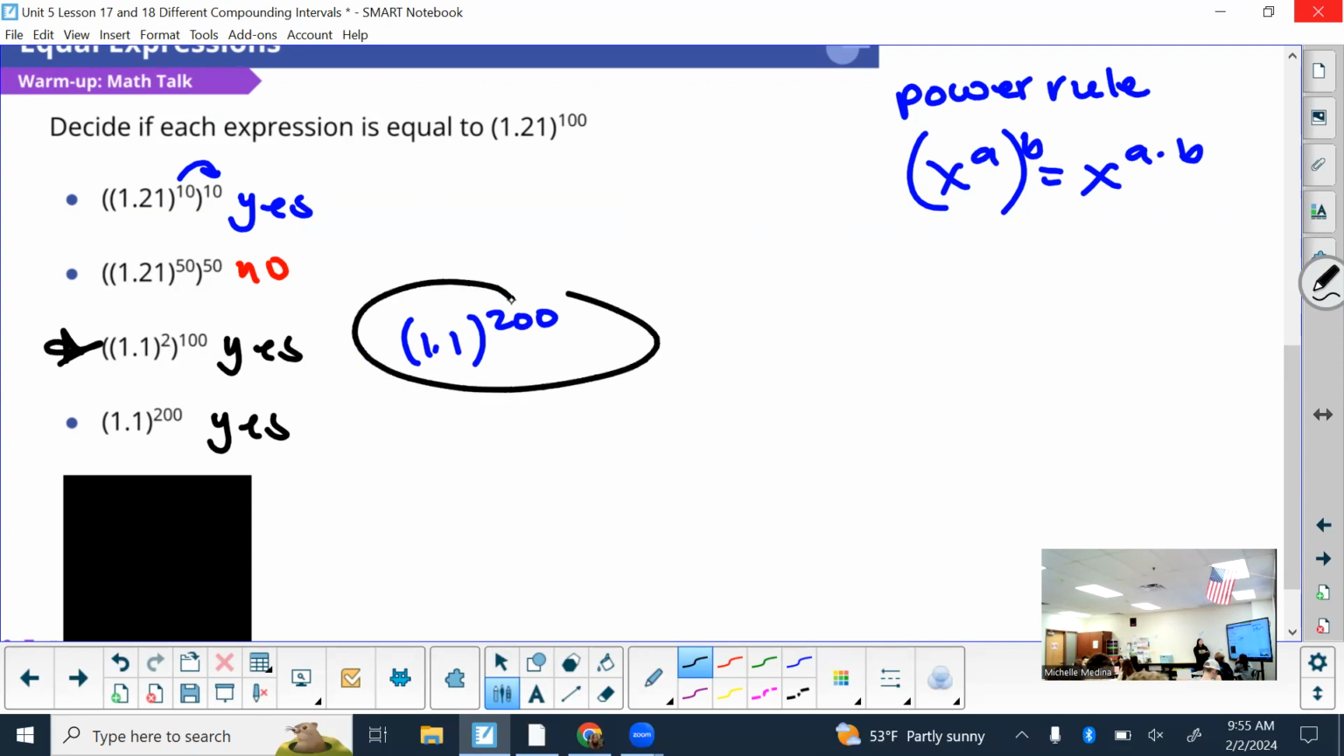Remember, we wrote this for the third one? Exact same thing. Right, but good. So when you see powers raised to another power, you could apply the power rule and still see if it's equivalent. Any questions on that?